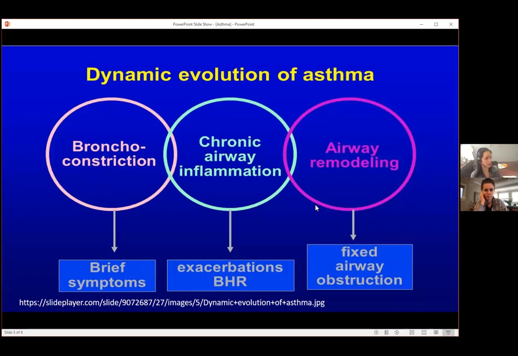However, as asthma progresses, you may see that people do have chronic obstruction where it's not fully reversible anymore, due to the chronic airway inflammation that leads to airway remodeling. So some people may have reversible obstruction, but at some point the asthma may progress and the muscles may thicken and become so changed that there is fixed airway obstruction.